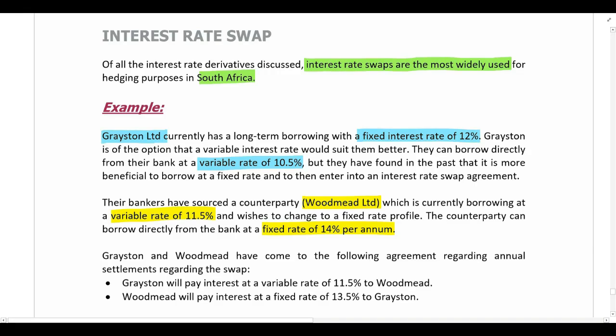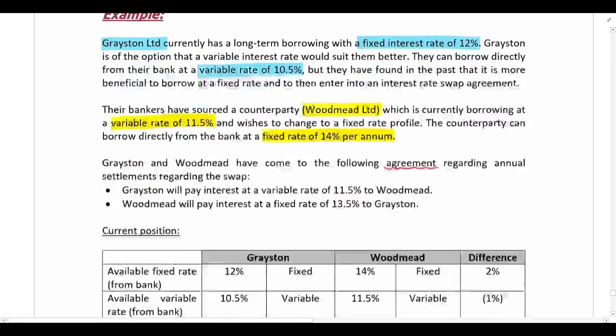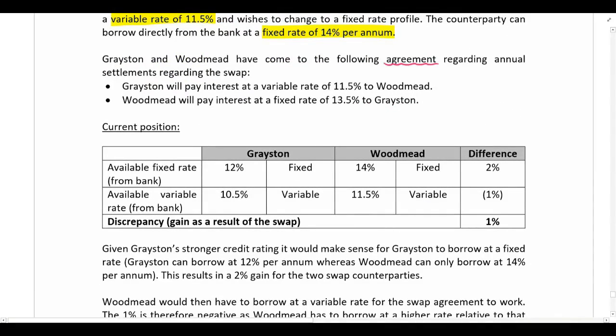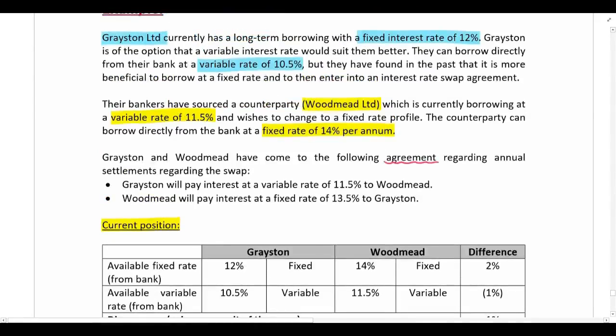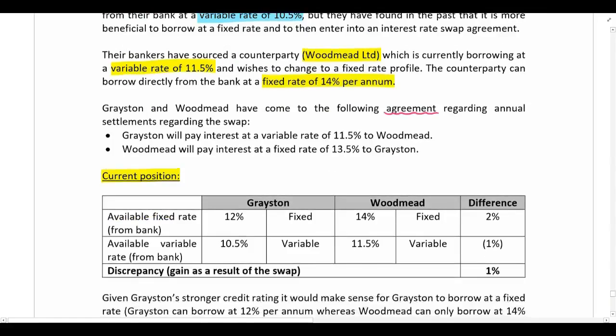Now, before we look at the details of this swap agreement, let's first analyze what's currently happening in more detail. So let's first look at their current position. So guys, if we look at Grayston, in terms of their current position, they are currently borrowing at a fixed interest rate of 12%. So that is currently what they are paying their bank, a fixed rate of 12%. What is Woodmead currently doing? They are currently borrowing at a variable rate of 11.5%. So that's currently what they are paying their bank.